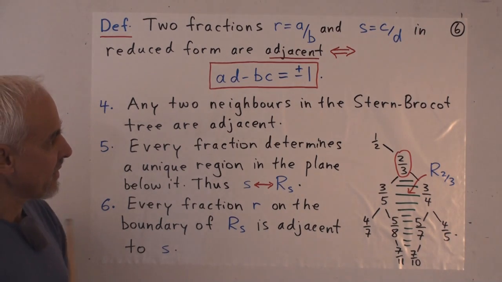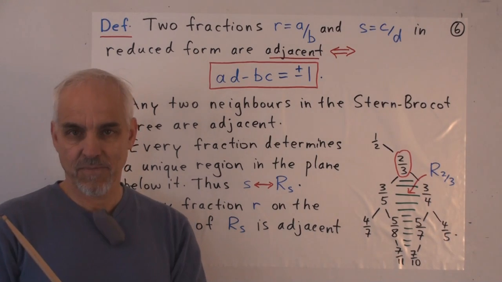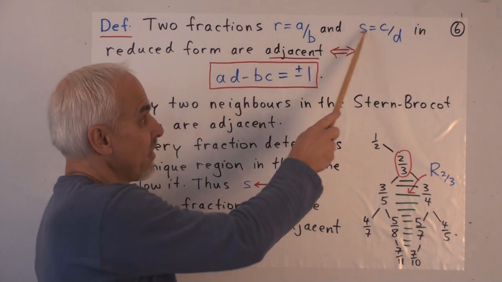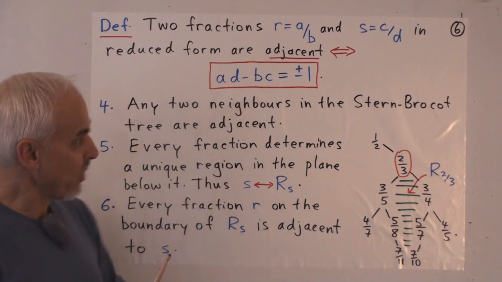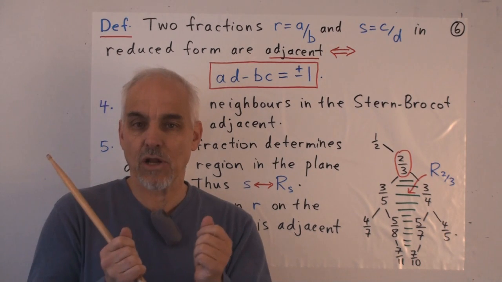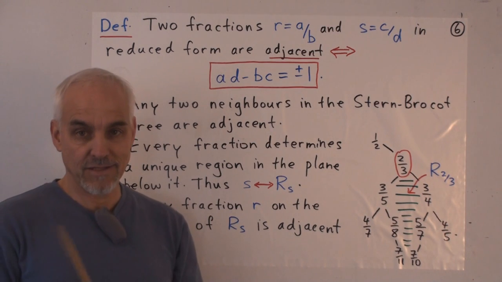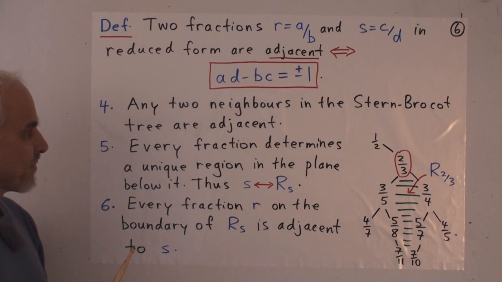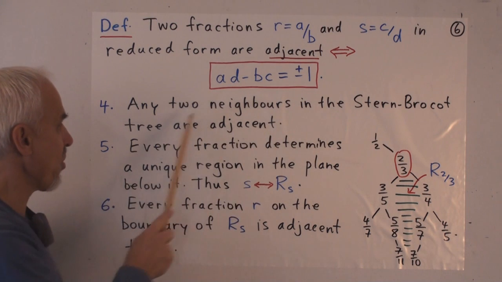Notice that this is pretty close to the rule for equality of fractions. If this expression happened to be 0, then we would know that these two fractions or rational numbers were in fact identical. So adjacent fractions are ones which are not identical, but which are pretty well as close to being identical as possible, in the sense that this quantity ad minus bc is as close as possible to 0 without actually being 0.